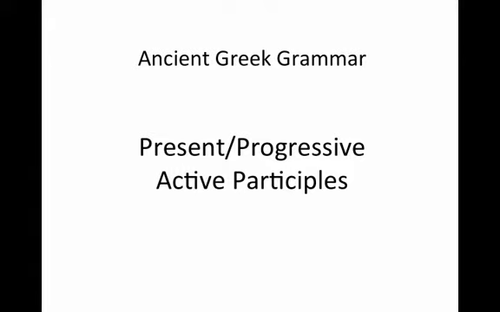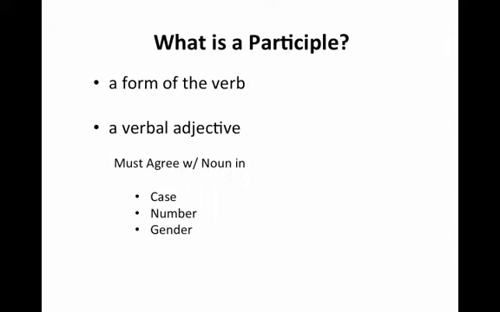Today we're going to talk about present or progressive active participles. And it's called either, but I'm going to call them progressive. Really what it means is these participles are occurring at the same time as your main verb. That's how they are progressive, also known as present.